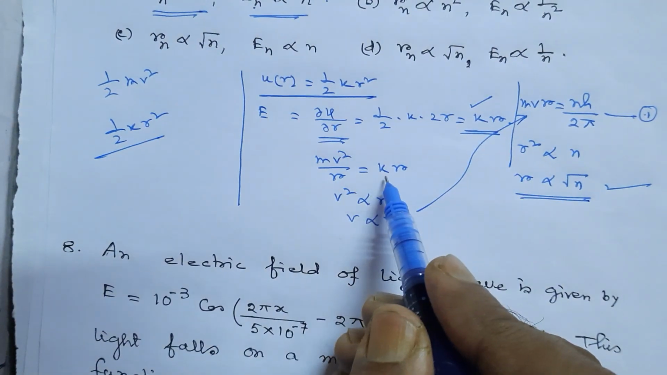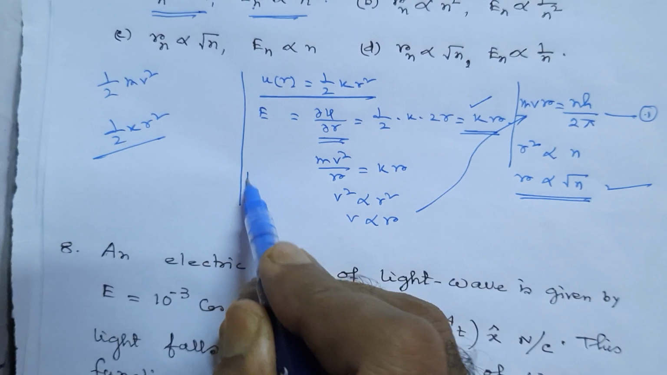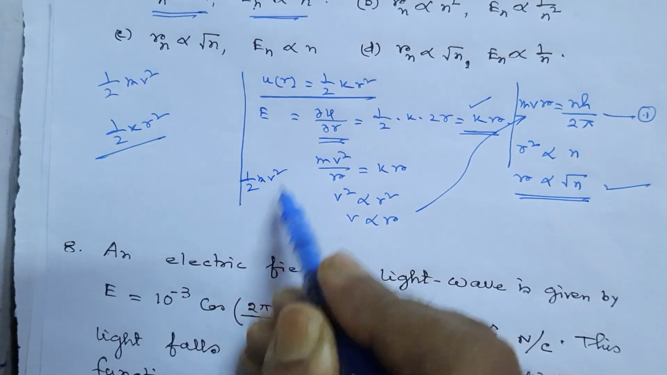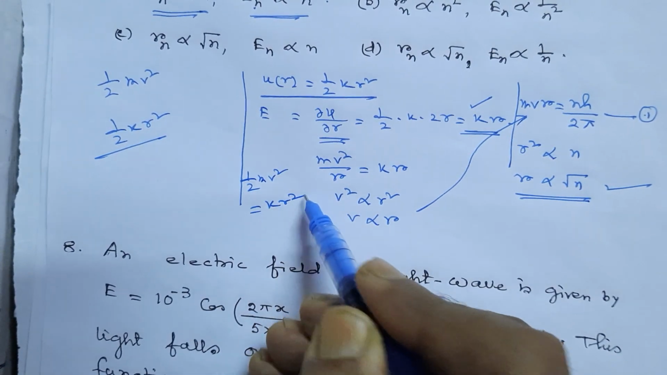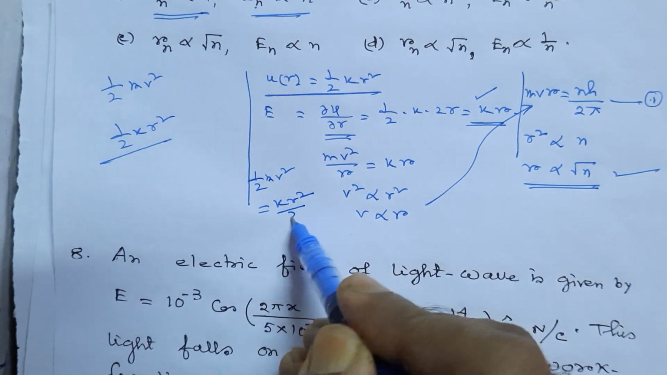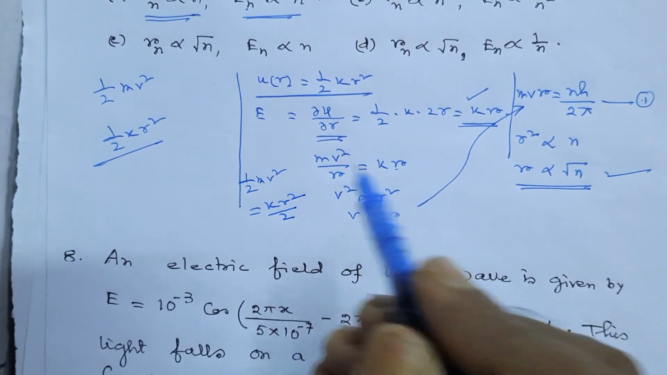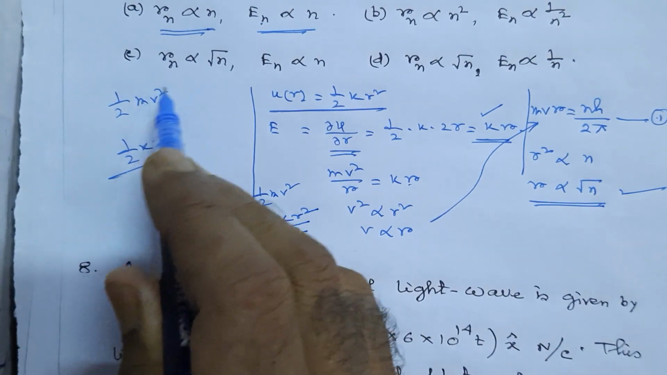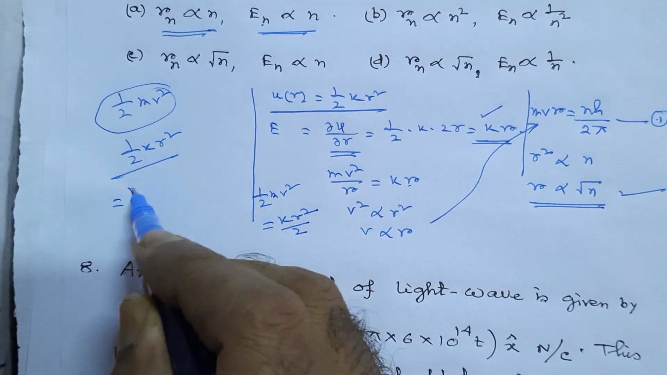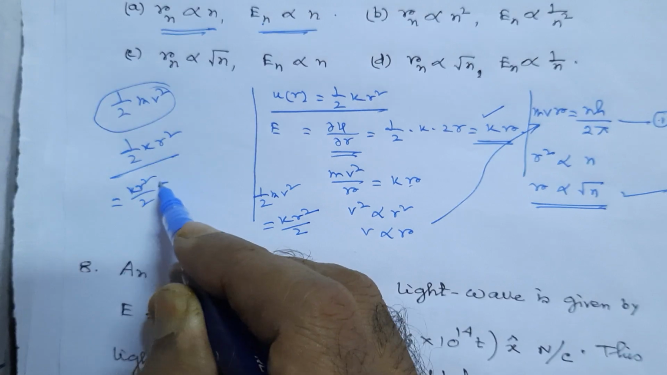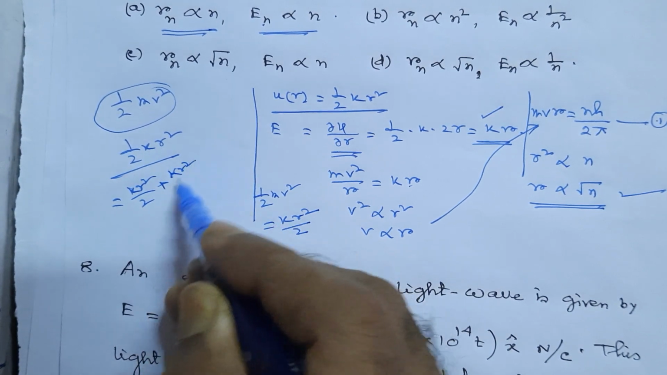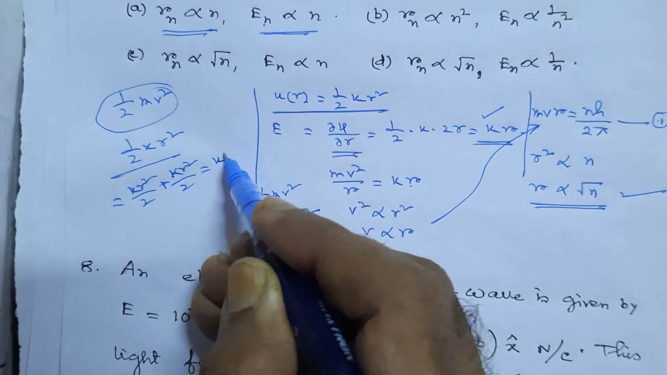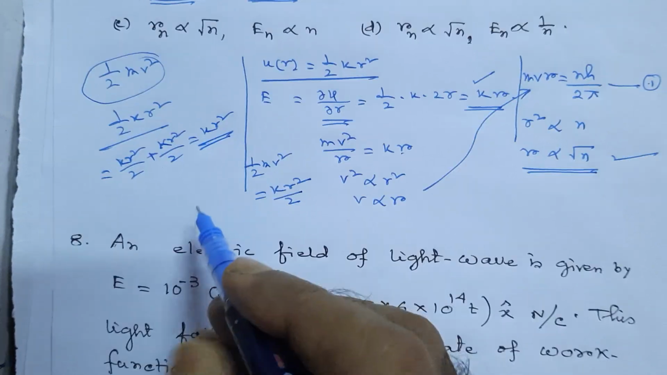mv square by r equals kr. So, half mv square equals kr square by 2. So, the total energy: kinetic energy half mv square equals kr square by 2, and potential energy is also kr square by 2. So, the total energy is kr square.